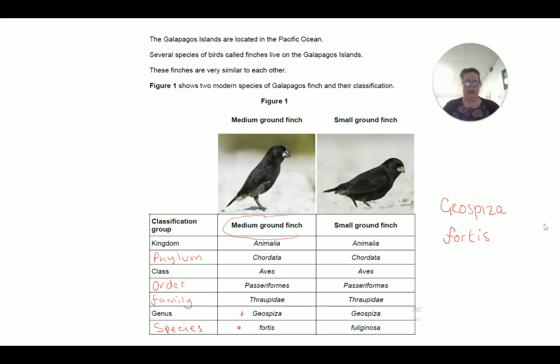So, and just for interest, if we look here, Geospiza, so they are very closely related because they're the same genus. They're just slightly different species, so they couldn't reproduce for fertile offspring, but they're very closely related. Okay, this is the typical classification question, this one. But I want to show you one more.